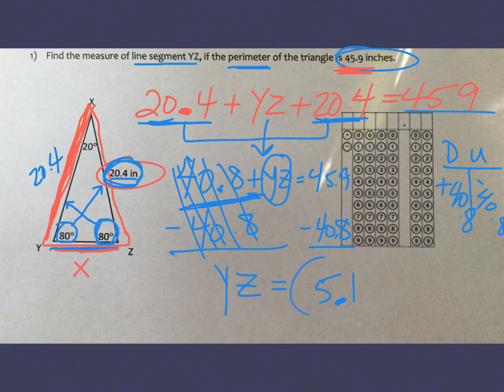So now I have my measure, 5.1. I need to go back and make sure I correctly put it into the grid. The 5 goes in the ones place before the decimal. The 1 goes in the tenths place immediately following the decimal. 5.1. And then I shade the bubbles so that I can get credit for my correct answer.